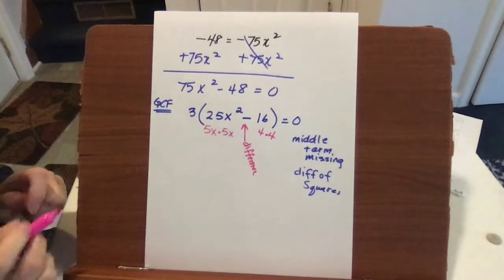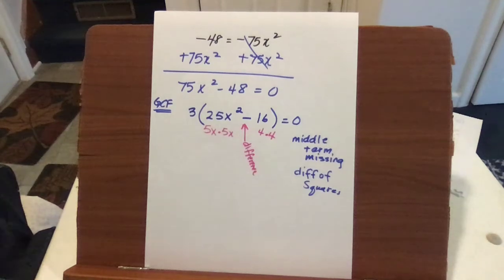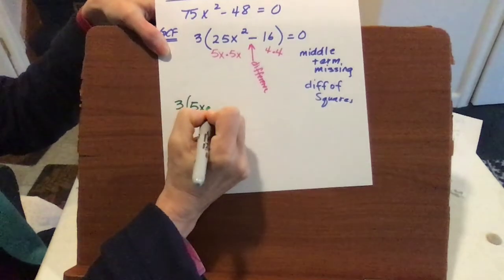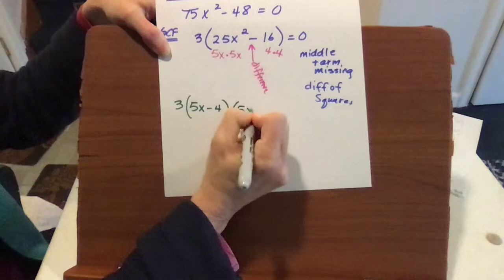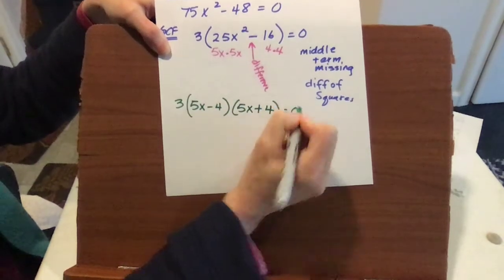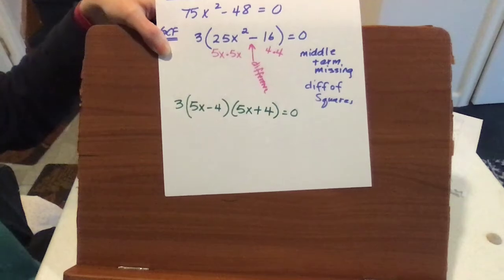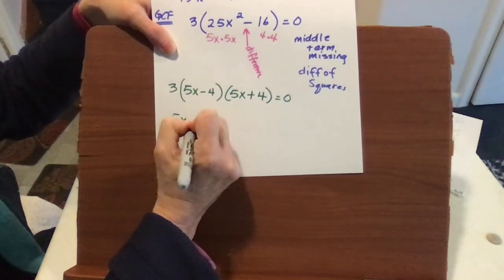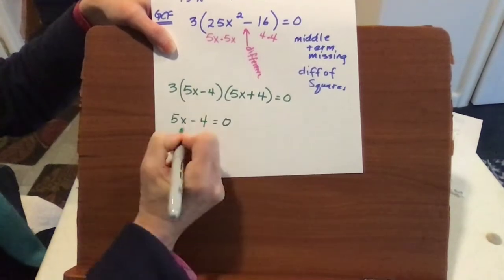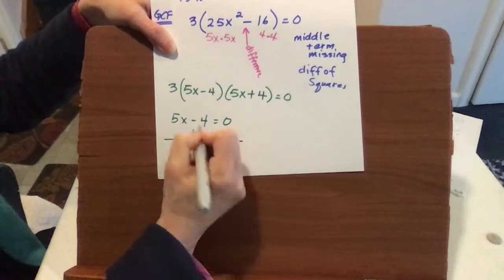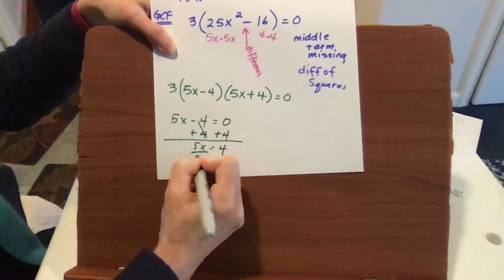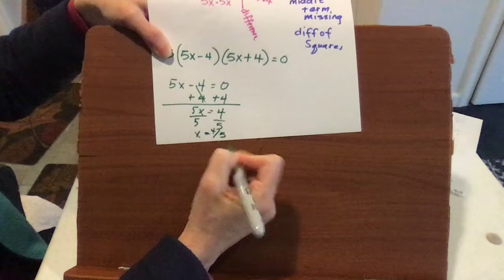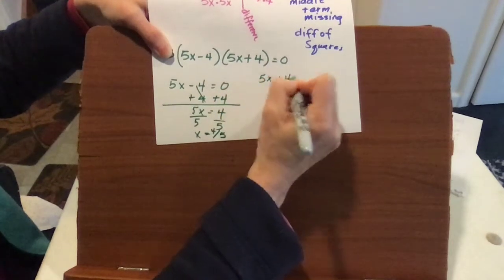That's a subtraction sign. So therefore, our answer is going to be 3 times the quantity of 5x minus 4 and 5x plus 4 equals 0. Now 3 is a multiple, so ignore it. And we take each of the factors that contain the variable to solve. So we take 5x minus 4 equals 0. We solve by adding 4. 5x equals 4. Divide by 5. So x equals 4/5.